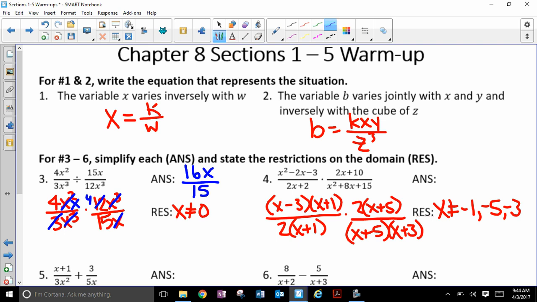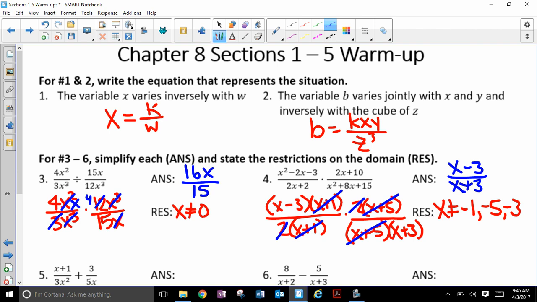And what can we cancel here? We have an x plus 1 on top and bottom here. We have an x plus 5 on top and bottom here. And then we have these 2's on the outsides, on the diagonal. And then we have x minus 3 left on top and x plus 3 left on bottom. Remember, those are in parentheses, so you cannot cancel any of the x's, and you can't divide -3 divided by 3.